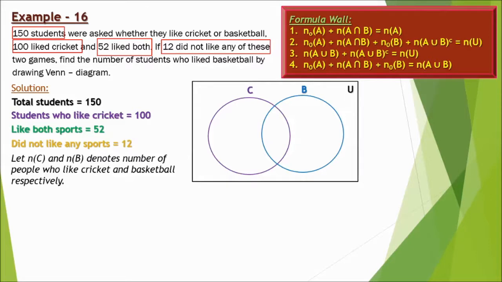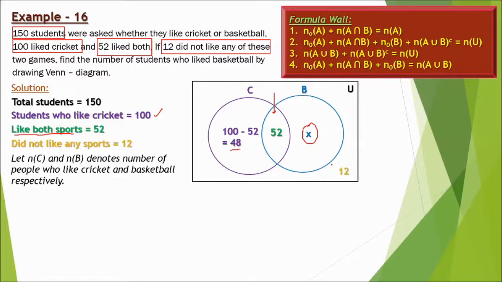Now first we should try to fill this place, where they like both sports. We have the value 52. In cricket, we have the value 100, so we have to subtract: 100 minus 52 is 48. So 48 is the number who like only cricket. And only basketball is X. This X is only basketball. We don't have the value, so we denote it by X.